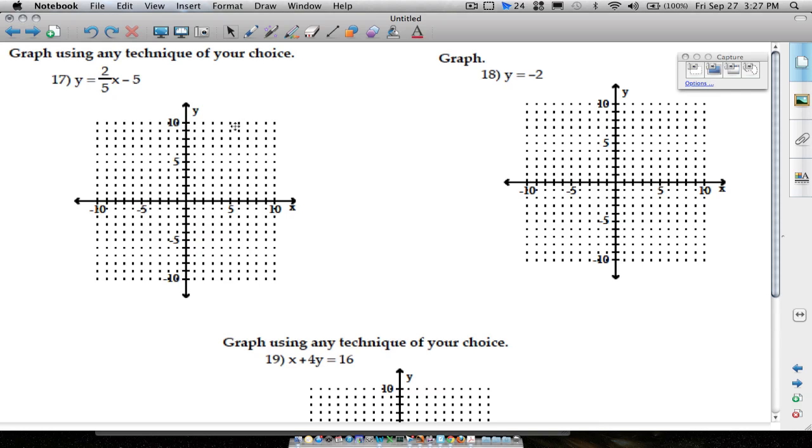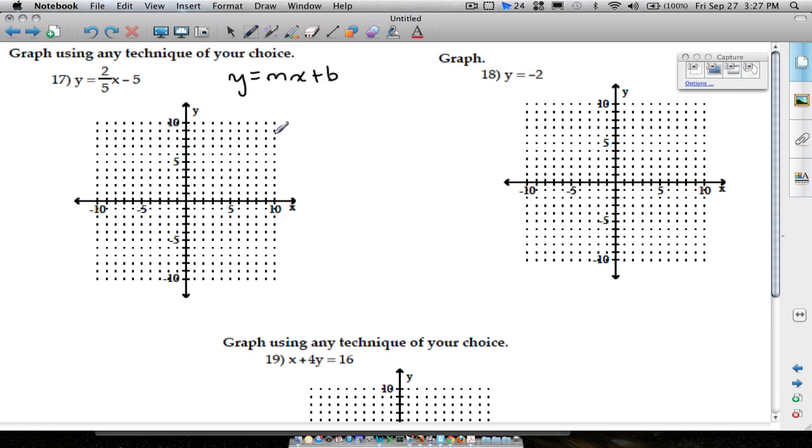Number 17, graph using any technique of your choice. Now, I'm going to do just one technique per problem. What I recommend to do is to become, I guess you could say, fully proficient in this material. If you try different techniques, that's fine. Sometimes one technique is better than the other. For example, this equation right here, y equals 2/5 x minus 5. That looks like the equation y equals mx plus b.